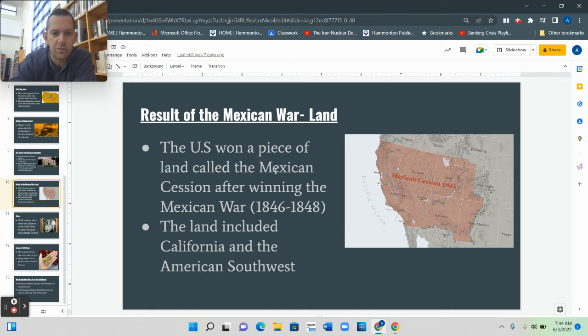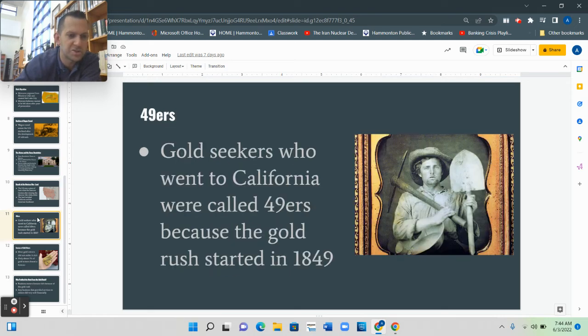The territory that we won is called the Mexican Cession. Basically, the land included California and the American Southwest. If you look at this map here, we won California, Nevada, Utah, a large chunk of Arizona, a little piece of New Mexico, and a little piece of Colorado. As long as you know that we won California and the surrounding areas, you'll be good for this question.